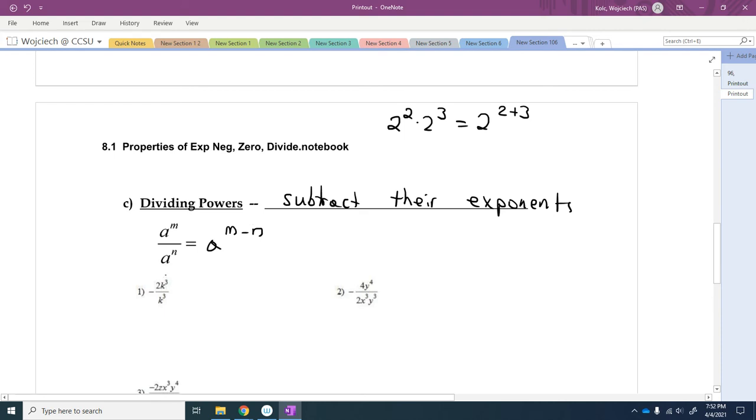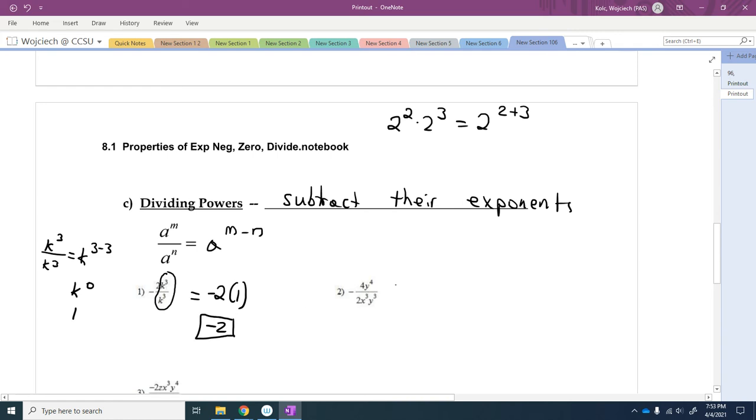Okay, so example number 1. We have basically same bases. So what is k cubed over k cubed? Now you may think about this. Any number divided by itself is equal to 1. If you divide a number by itself, you get 1. But mathematically, why is it 1? Because this means k to the 3 minus 3, and you know that this means k to the 0, and k to the 0 is 1. So this will be negative 2 times 1, and the final answer is negative 2.